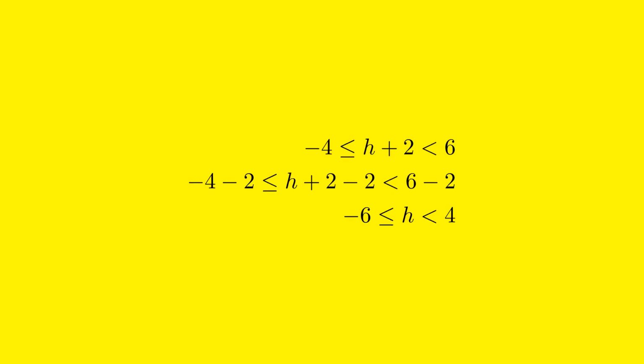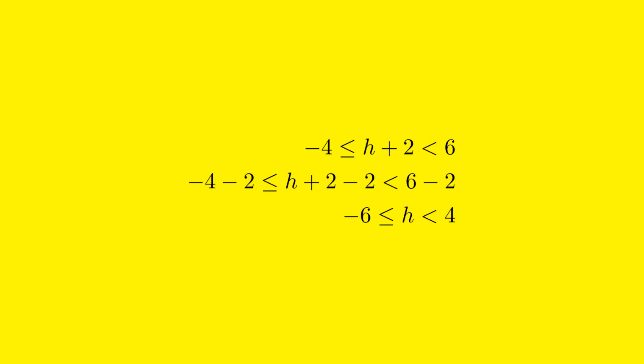To solve the compound inequality -4 is less than or equal to h plus 2 less than 6, we need to isolate the variable h in the middle of the expression. This means we want h by itself without any numbers or other terms around it. Notice that what is paired with h right now is a positive 2. To get rid of the plus 2, we need to do the opposite operation, which is subtracting 2. But whatever we do to one part of the inequality, we must do to all parts to maintain balance. So we will subtract 2 from all three parts of the compound inequality.